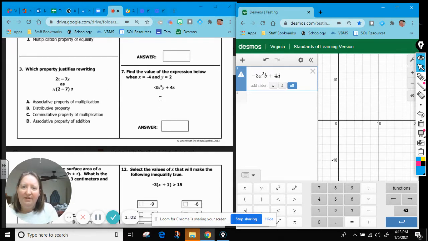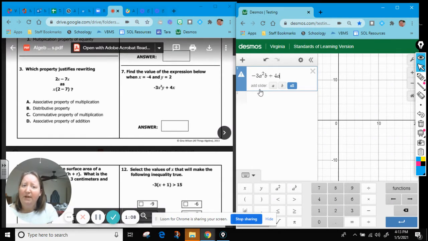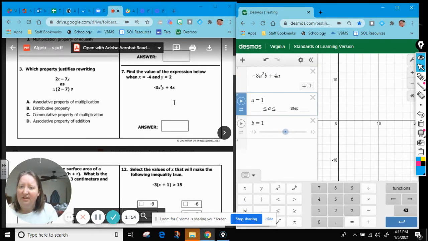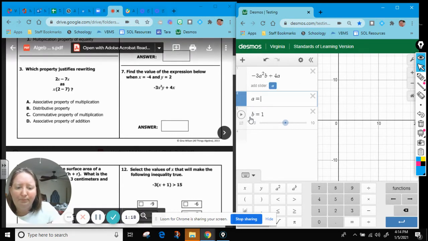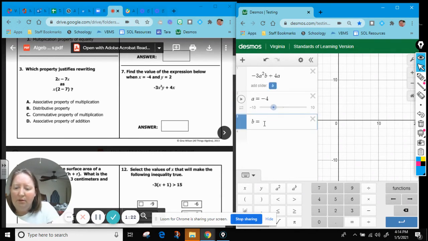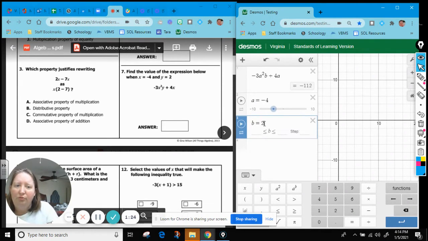Okay, so all I've done is I've typed this in and I've substituted in, instead of x and y, a and b. And then it asks me if I want to use a slider. Yes, I do want to use the slider. Now here's where I come down and I put the values that they gave me. Well, I said x was going to be -4. And I said that b is going to be, or y is going to be 2. Okay, and then it just solved the problem for me.